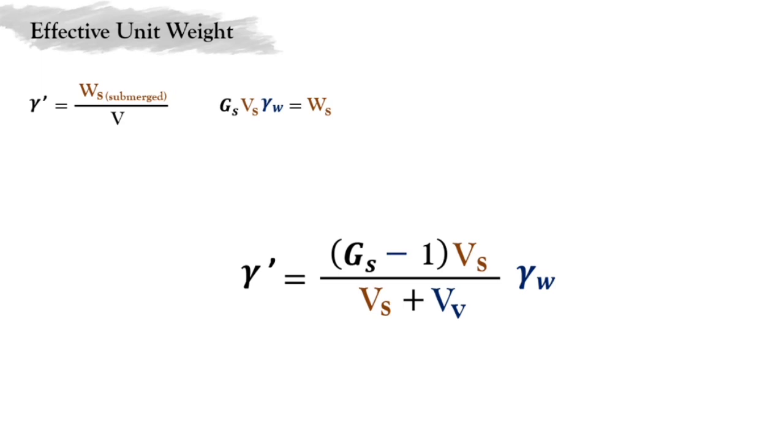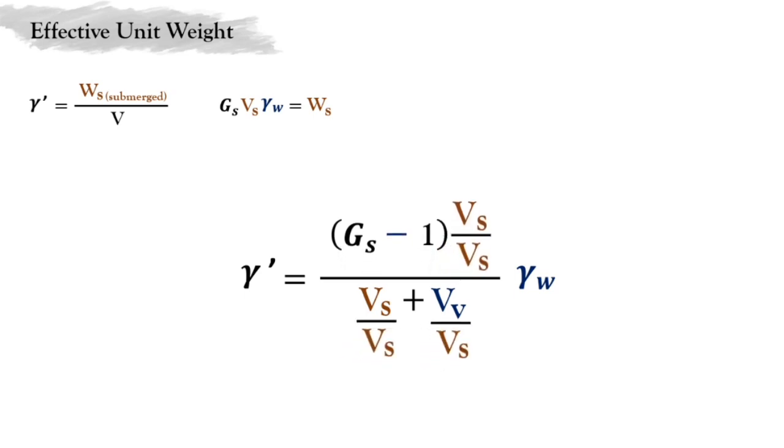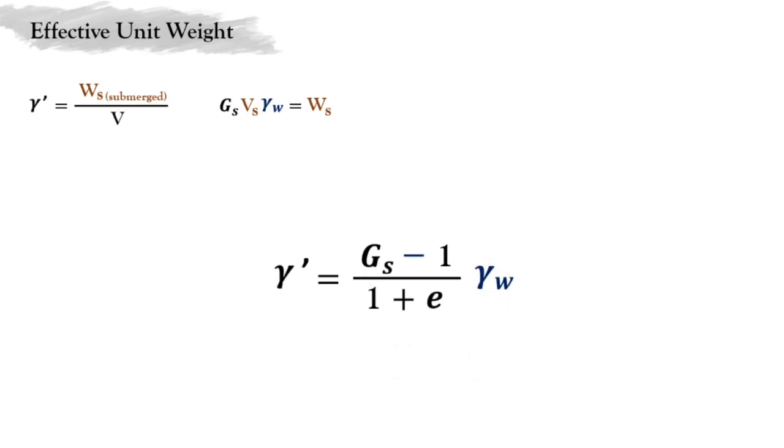At volume na lang ang matitira. So, i-divide natin both the numerator and the denominator by Vs. So, divide natin all terms by Vs. So, yung Vs over Vs, 1 na lang yan. At yung Vv over Vs, doon sa denominator is the void ratio. Kaya, pwede ko na lang yung palitan ng void ratio. So, ang equation natin, isang equation natin sa effective unit weight is Gs minus 1 all over 1 plus e times the unit weight of water.